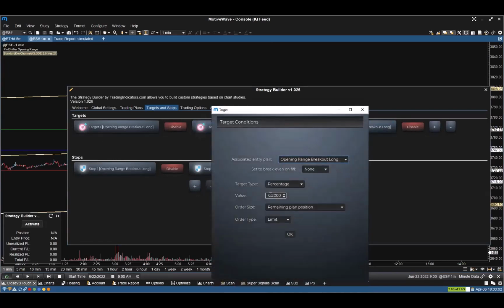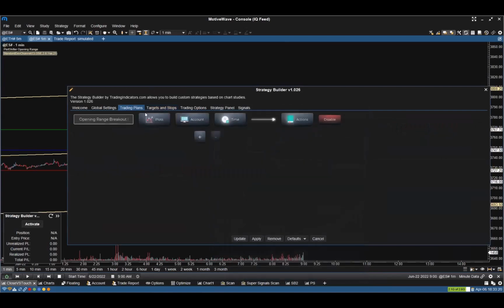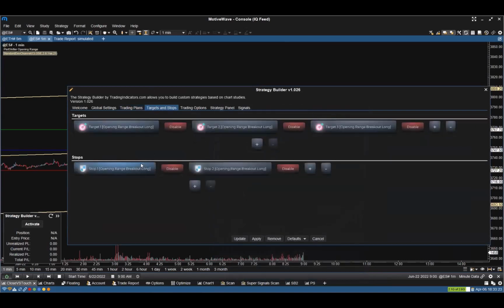And our third target is at 0.2%. If we hit this one, it's over. I want to close the remaining plan position. So whatever we have left in the trade, whatever has happened, we've hit our targets or partial stops, I just want to close the trade. That's enough profit. So all these targets were associated with our opening range breakout long trading plan, which we defined back here. And then I have 2 stop losses.